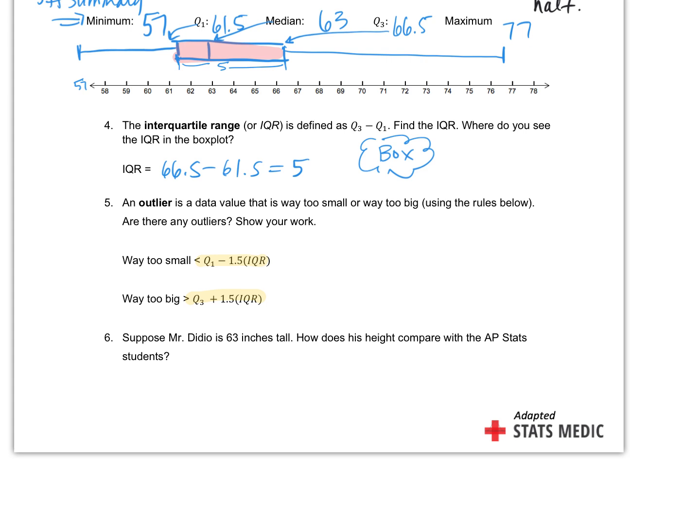Okay, so 1.5 times 5. Anybody? 7.5. There you go, 7.5. Good job. So 1.5 IQRs is 7.5. So to find out what makes it way too small, I'm going to take Q1. We said Q1 was 61.5 minus 7.5. 54.